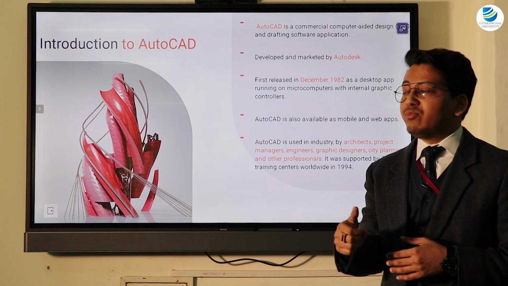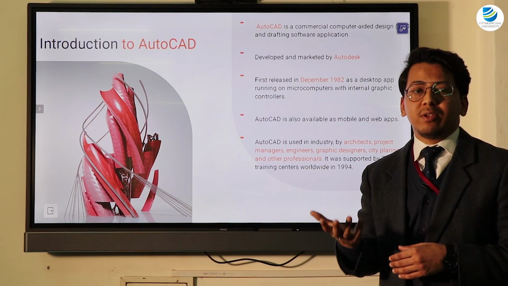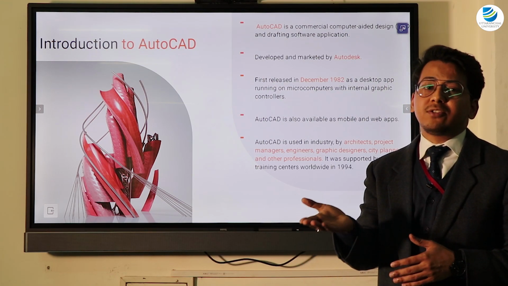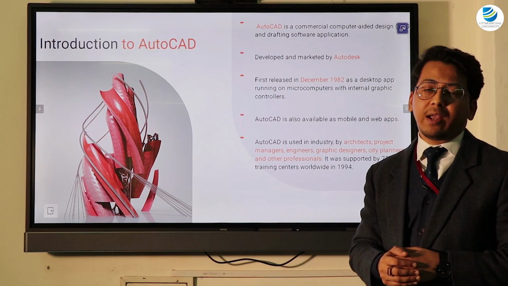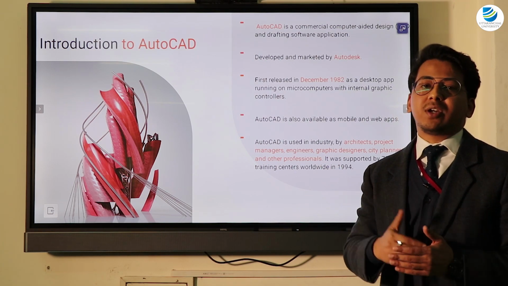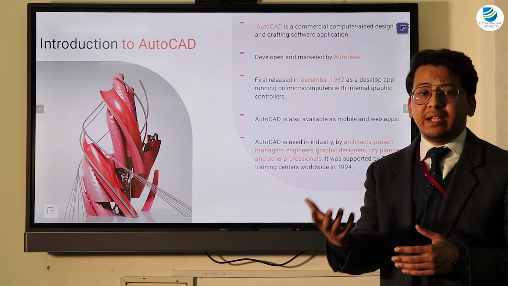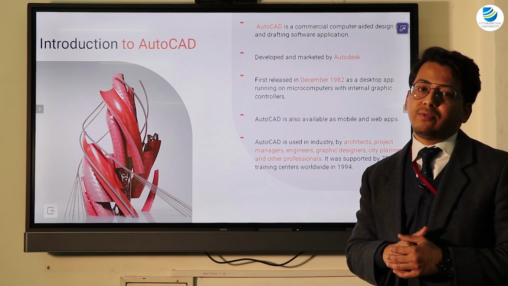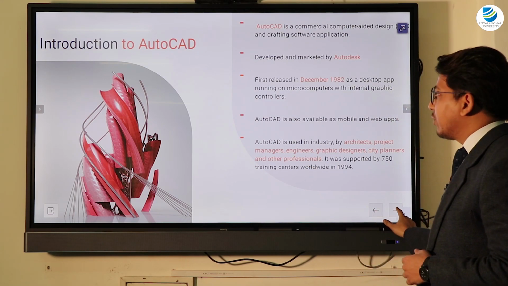In 2D drawings, we use AutoCAD to draw the floor plans, to draw the elevation of the buildings, the building drawings, construction drawings, and the structural drawings. And if we talk about the 3D applications of AutoCAD, we use AutoCAD for structural designing also. If we want to do the modeling of any township, then also we can use AutoCAD to do that. Okay, so this was the introduction to AutoCAD.